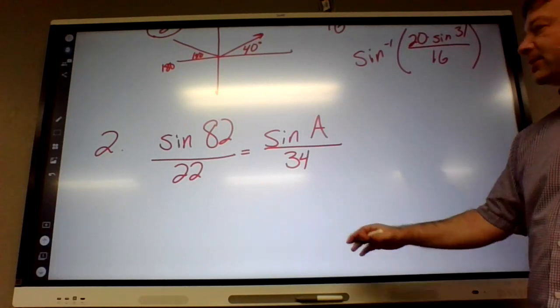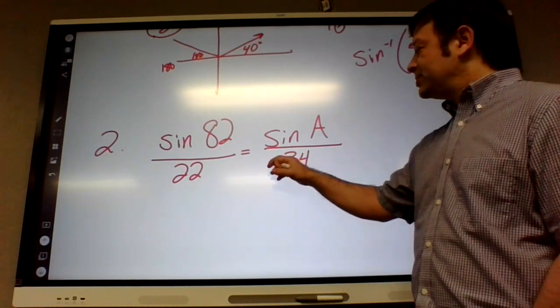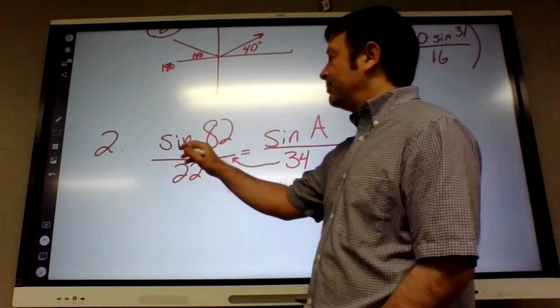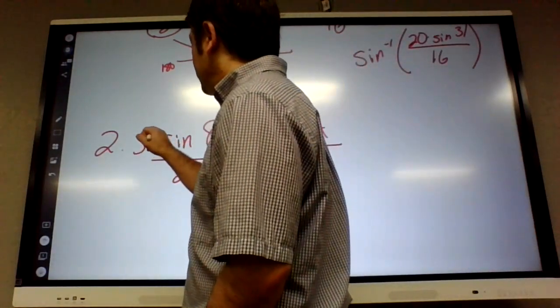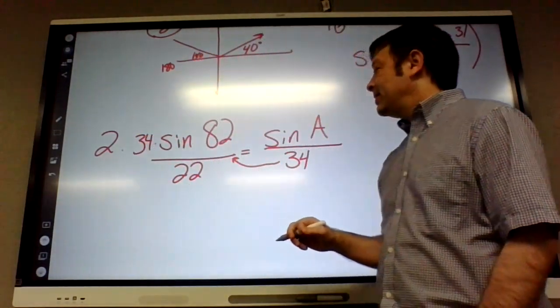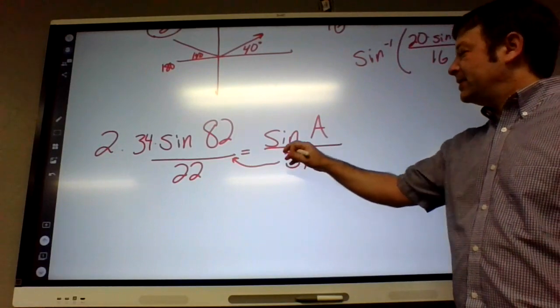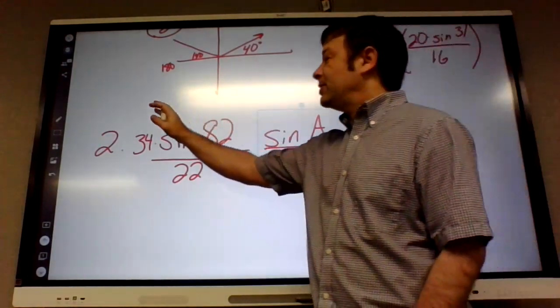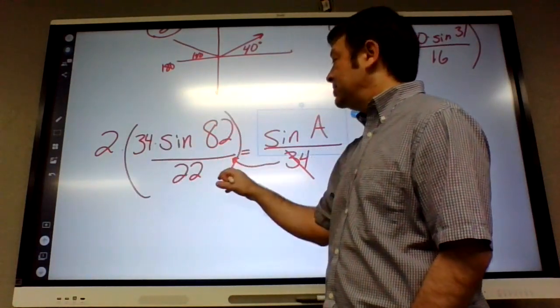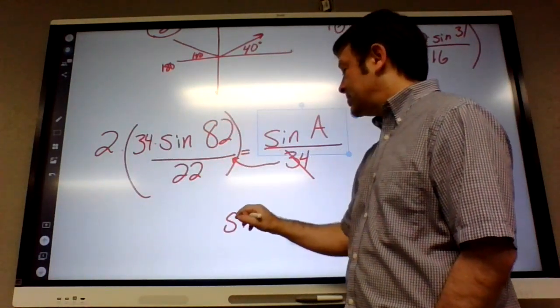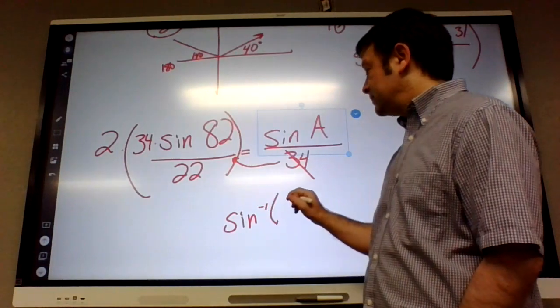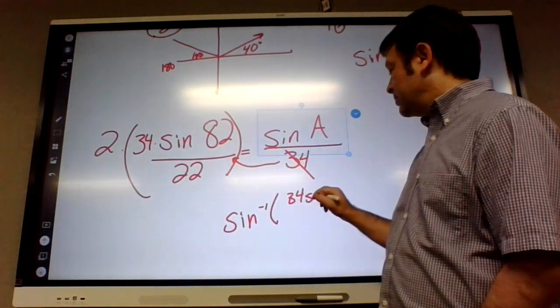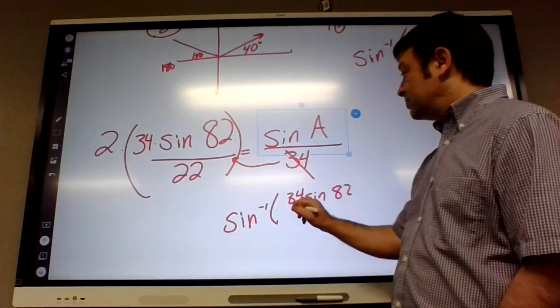Anyways, so how did we do it last time? Basically, you just multiply by 34. You don't really want to completely cross multiply. And then that goes away. And then we need to do sine inverse of whatever this giant beast is. So it's sine inverse of 34 sine of 82 over 22.